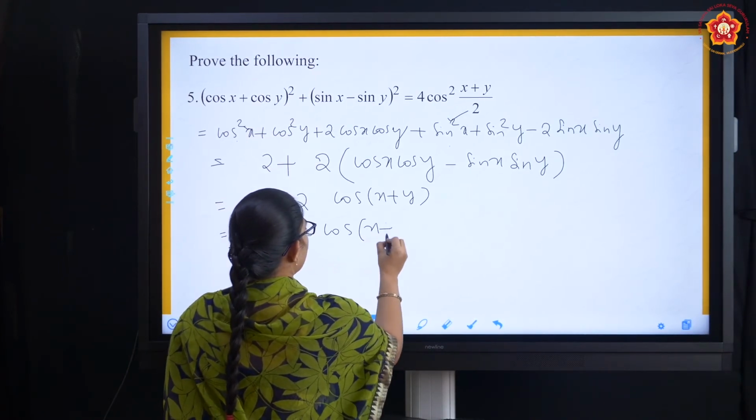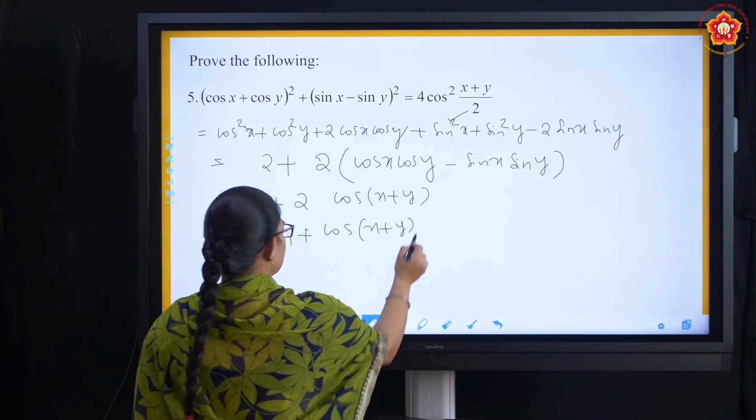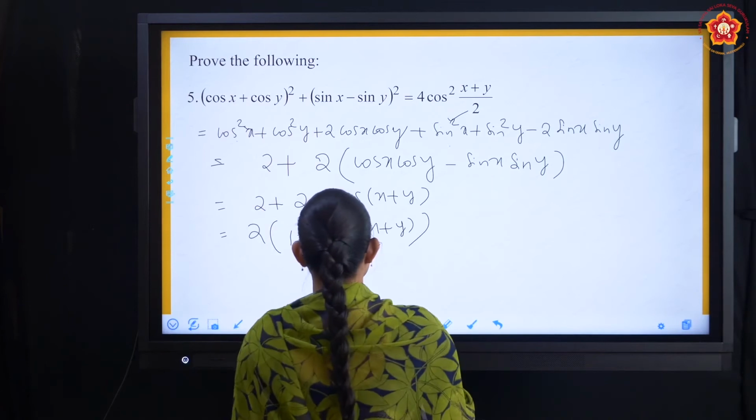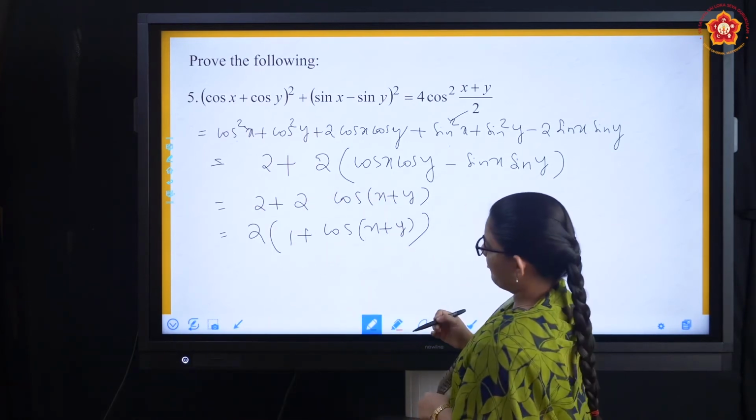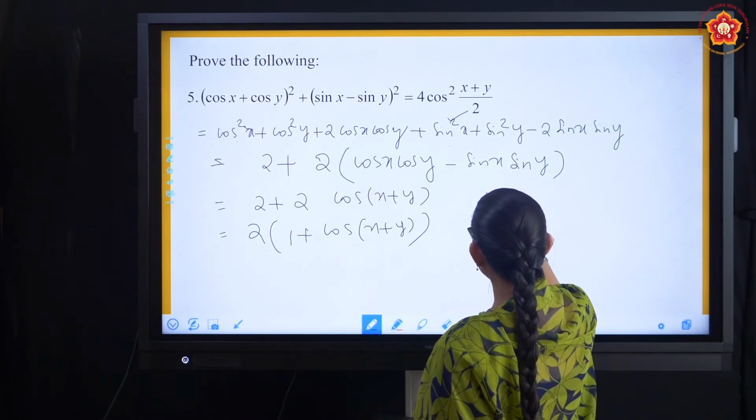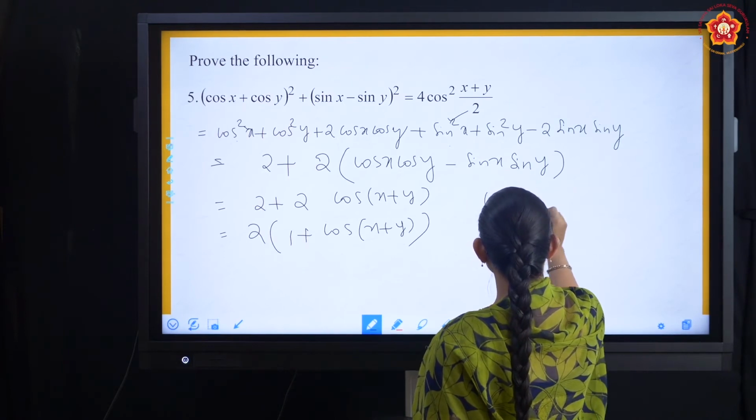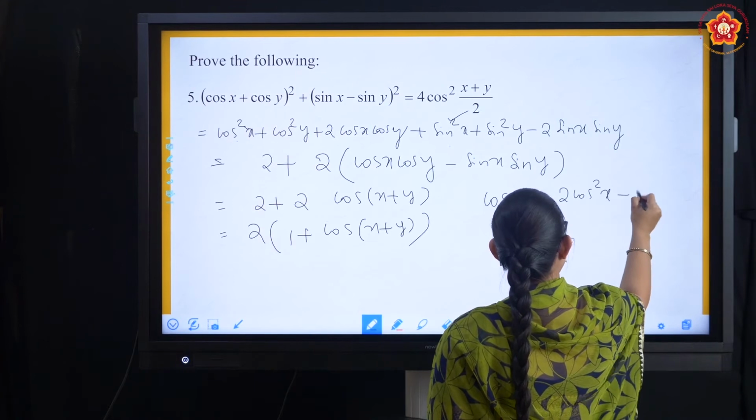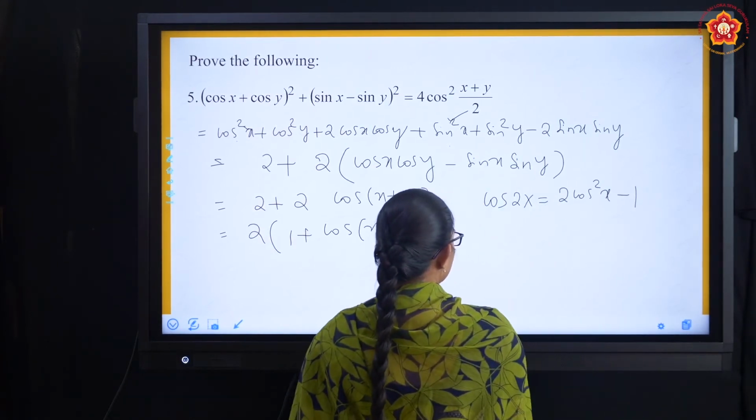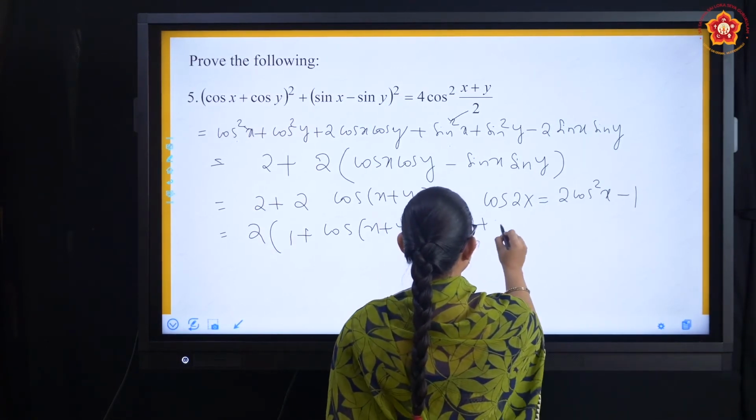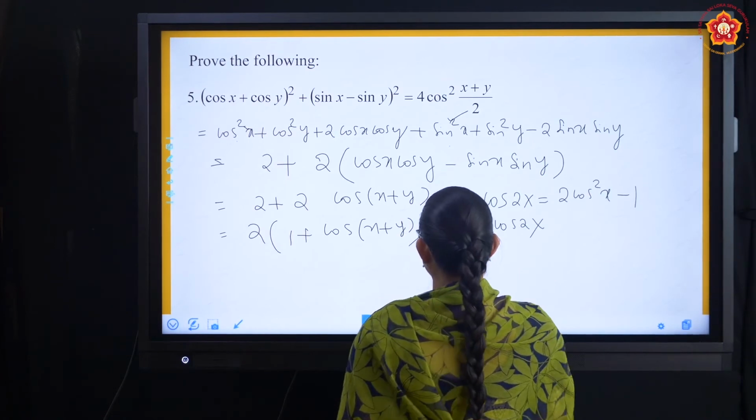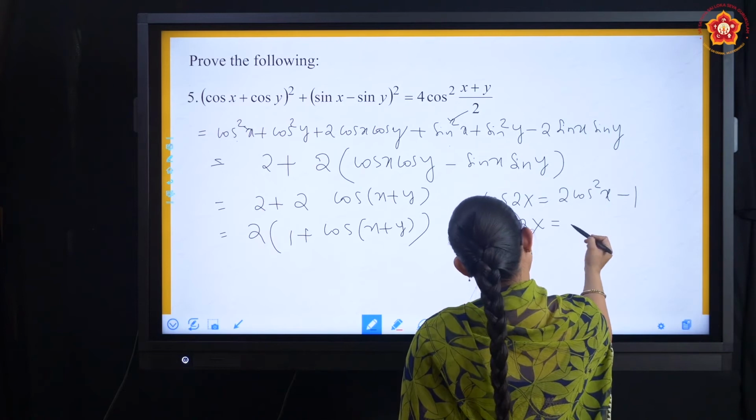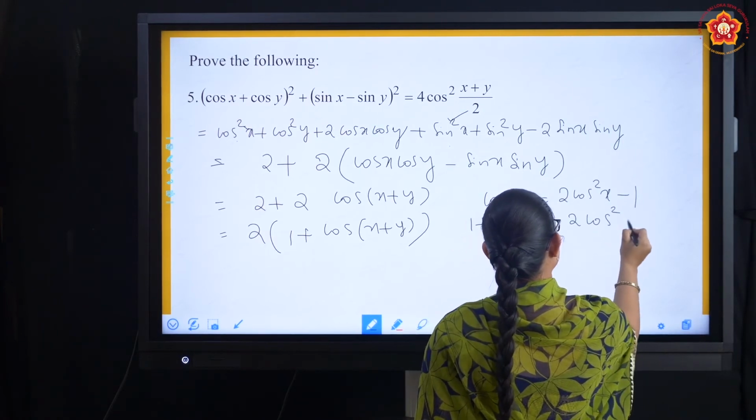cos (x plus y). Now we can simplify 1 plus cos (x plus y) by using the cos 2x formula for cos. We have cos 2x is equal to 2 cos square x minus 1. Now what is 1 plus cos 2x? 1 plus cos 2x is nothing but 2 cos square x.